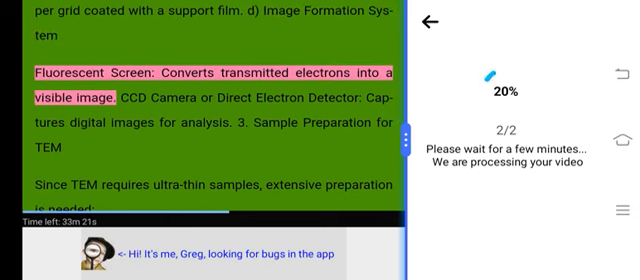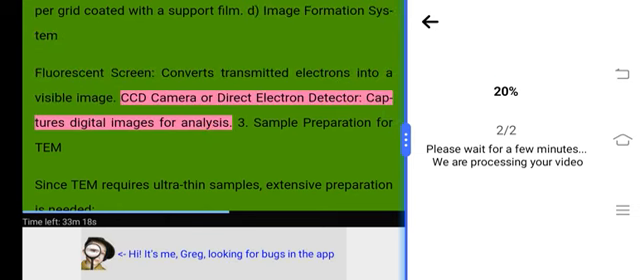D. Image formation system. Fluorescent screen converts transmitted electrons into a visible image. CCD camera or direct electron detector captures digital images for analysis.